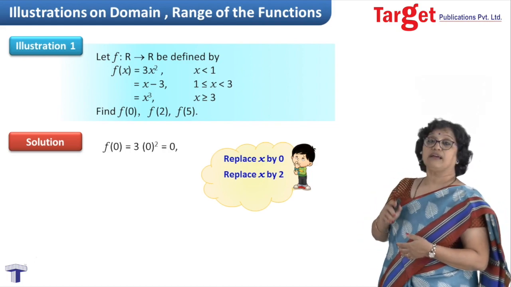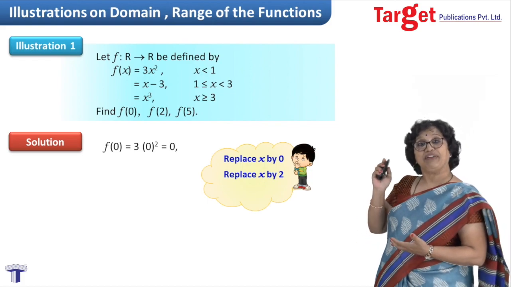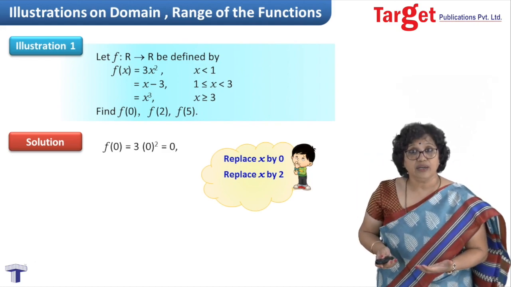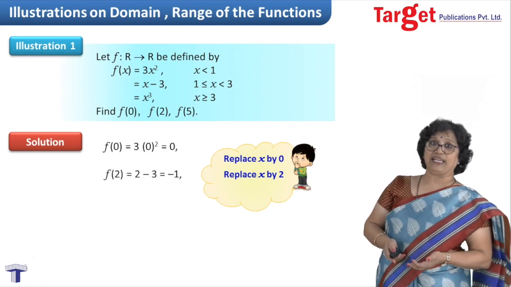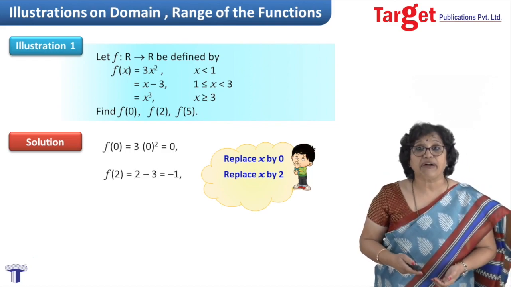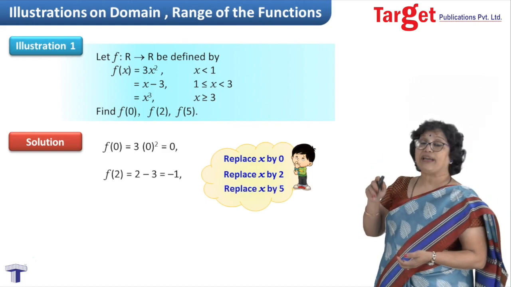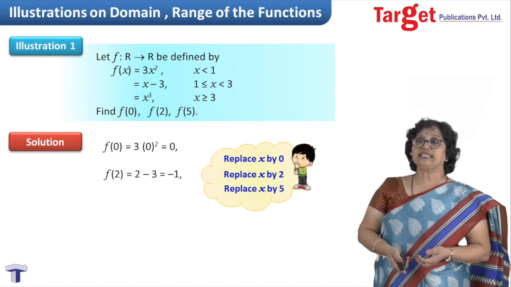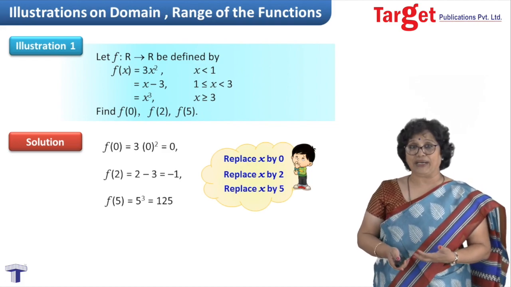Now next part is f(2). That means I replace x by 2. Now where does x equal to 2 lie? It lies between 1 and 3, so the second part of the definition we use, which is x minus 3. Replace x by 2 and you get 2 minus 3, so it is minus 1. And then comes f(5). That means I will have to replace x by 5. This x equal to 5 lies in the region x greater or equal to 3. So there I substitute in x cube, x equal to 5, and I get 125.